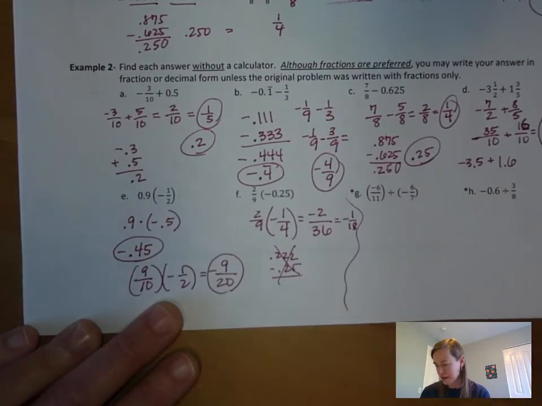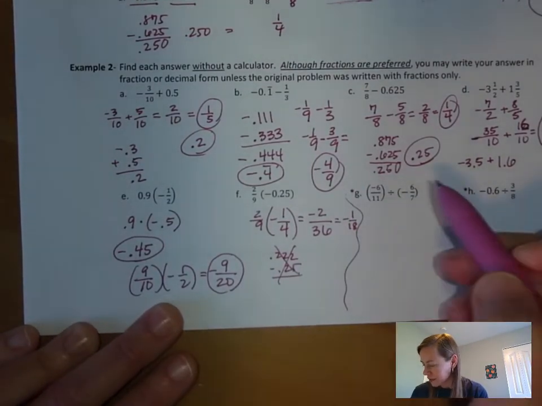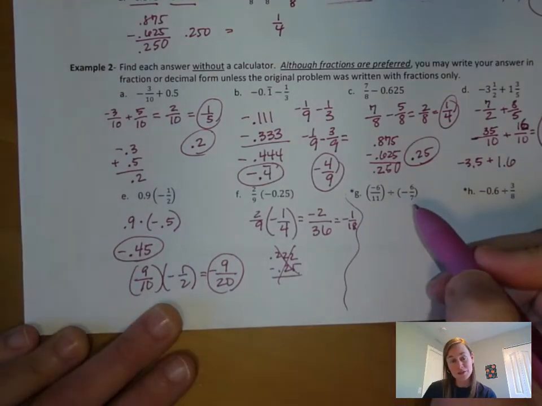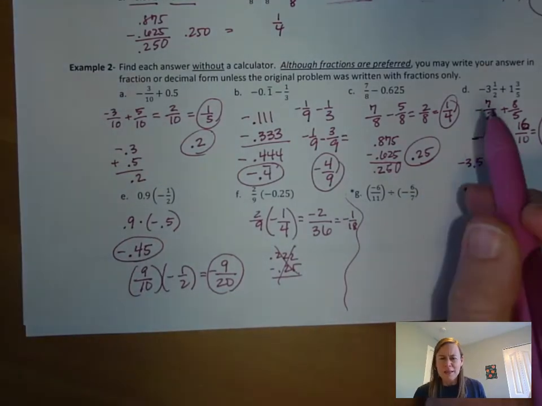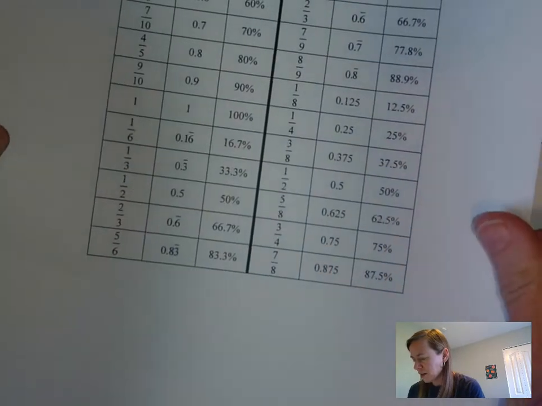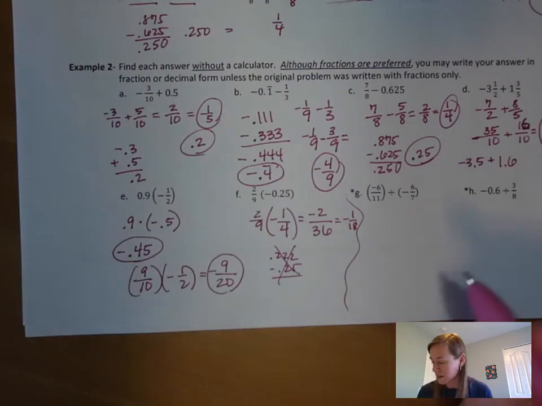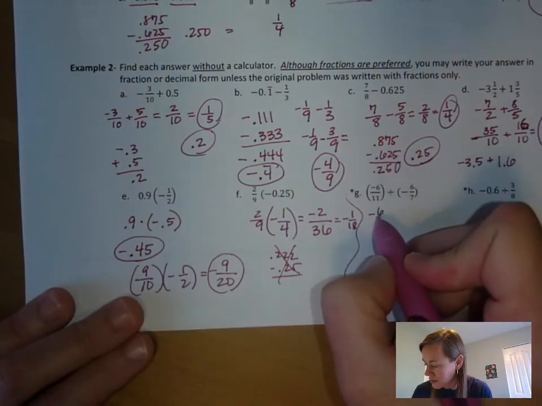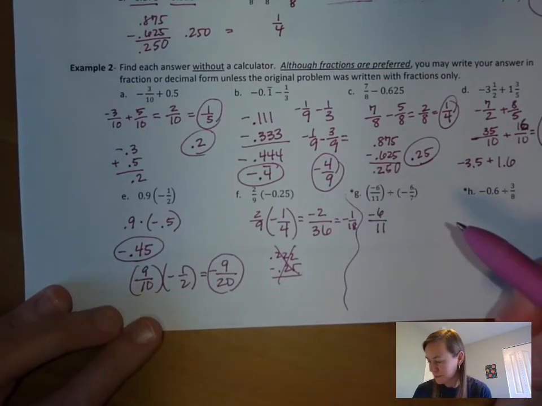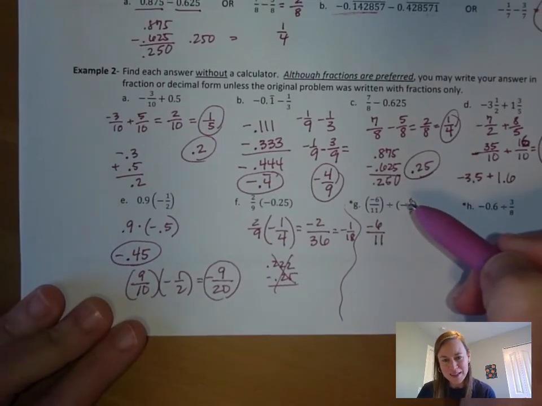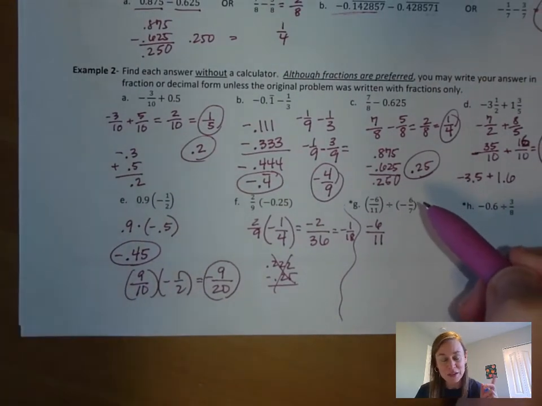All right, part G is -6/11 divided by -6/7. Okay, so 6/11, is that even on our little sheet right here? I can't find that anywhere, so let's just stick with the fractions. So do you guys remember how to divide with fractions? I bet some of you do. It's easy, but you have to remember how to do it.